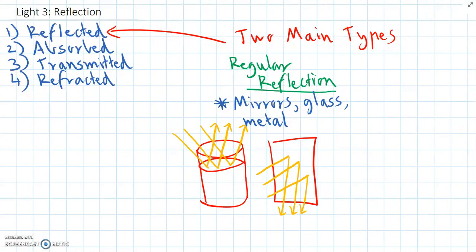And what this means is that the light makes an image of something on the other side or near the material. So an image is just another view of an object nearby. And remember, regular reflection happens off really smooth surfaces.